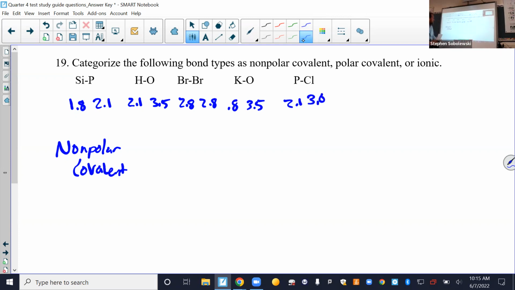So the HO bond, the difference here is 1.4. I'll write the difference, 0.3 difference, 1.4 difference, and this is going to make this one polar covalent. Okay. And you can sometimes see a symbol written above it that points towards the more electronegative element, and you do a little plus sign above the more positive element. BR. So the difference here is 0, making this one nonpolar covalent.